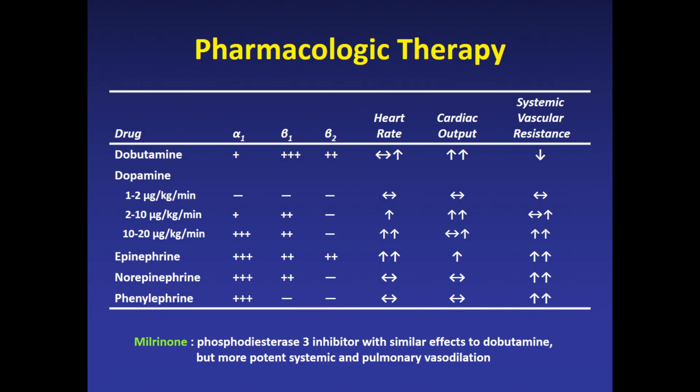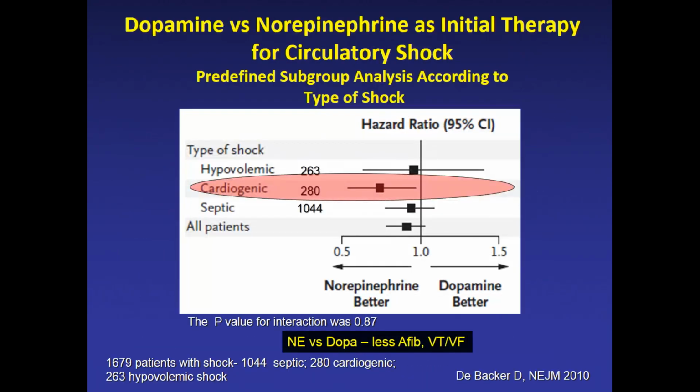There has been historically a preference in patients with cardiogenic shock to utilize dopamine because of its inotropic effects. But there is this recent data from the SOAP-2 trial, which randomized patients with shock, some of whom had cardiogenic shock, to treatment with norepinephrine or dopamine as the principal or initial pressor support.